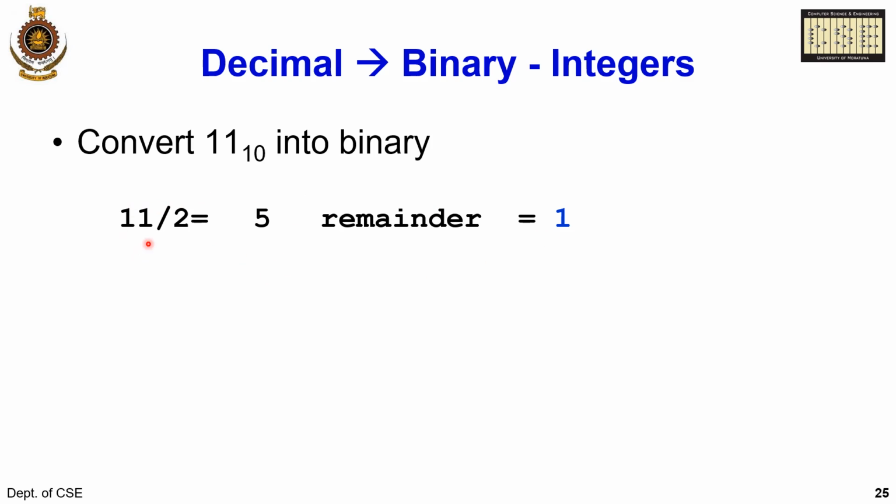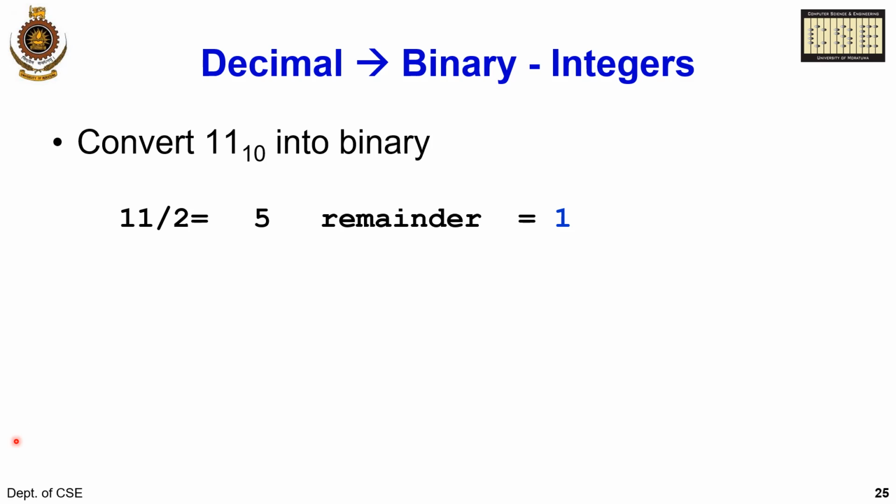So when you divide a number by 2 or any other number, we are left with a quotient and a remainder, right? Remainder is what's left over. So 2 times 5 plus 1 is 11, right? So 5 is the quotient, 1 is the remainder. Okay, we are left with 5.